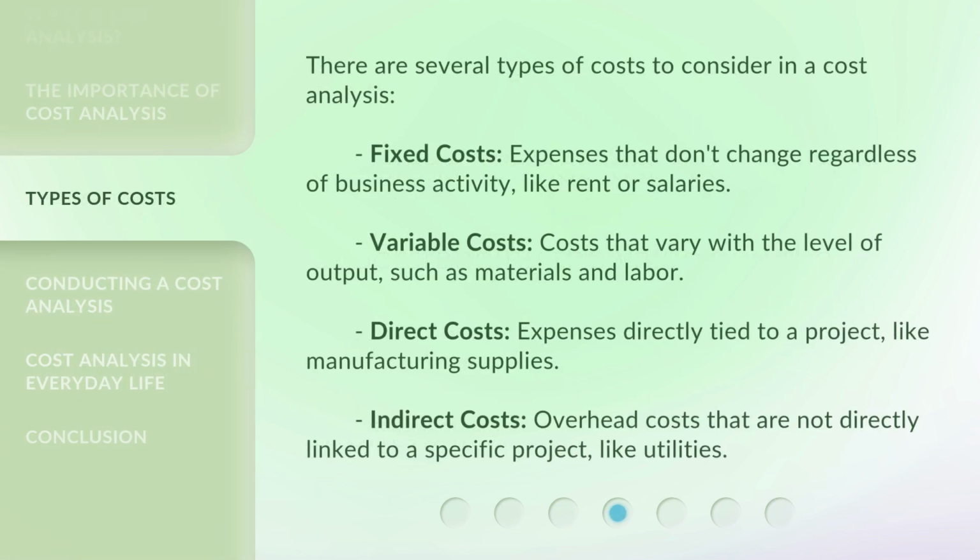There are several types of costs to consider in a cost analysis. Fixed costs, expenses that don't change regardless of business activity, like rent or salaries. Variable costs, costs that vary with the level of output, such as materials and labor. Direct costs, expenses directly tied to a project, like manufacturing supplies. Indirect costs, overhead costs that are not directly linked to a specific project, like utilities.